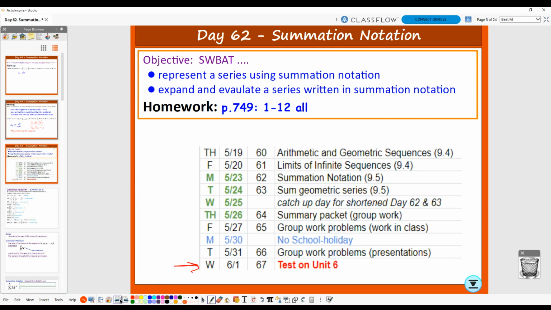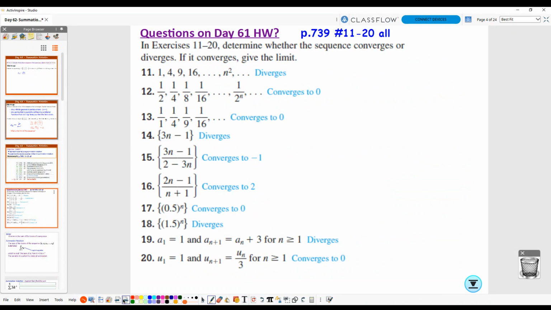What's coming up? We're going to do summation notation and the sum of geometric series tomorrow. Wednesday is a review of all the concepts. Thursday is a little bit more of the review and introduction to the group work. Friday is the group work. Tuesday, you're going to present those solutions and any last minute questions, and then there is the test on Wednesday.